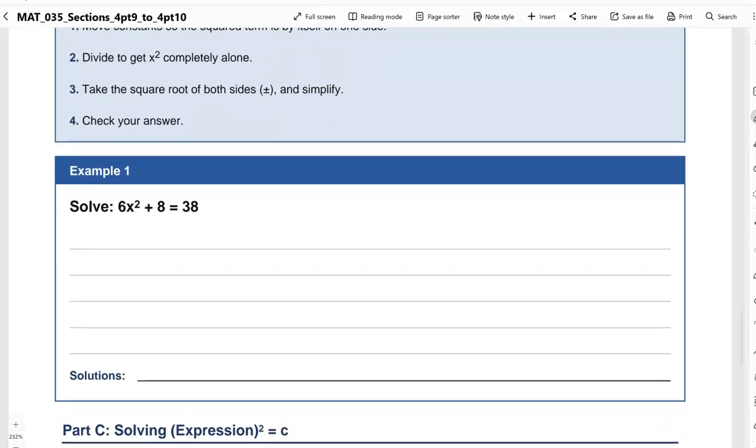Okay, the next one we have 6 times x squared plus 8 is equal to 38. The goal is to solve for x squared. We're going to start by subtracting 8. So we have 6 times x squared is equal to 30. And then we're dividing by 6. So we're going to get x squared is equal to 5. And then we're going to take the square root. And the square root of 5 is not nice, so we're going to leave that exact value. So plus or minus square root of 5. Notice all of these are plus and minus.